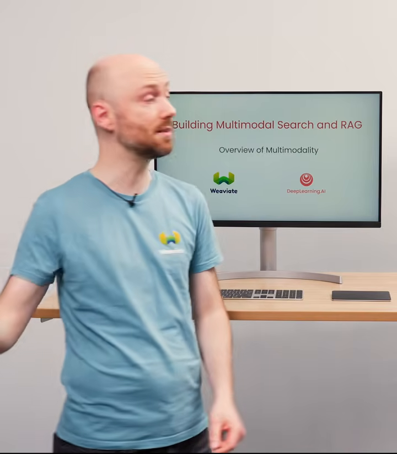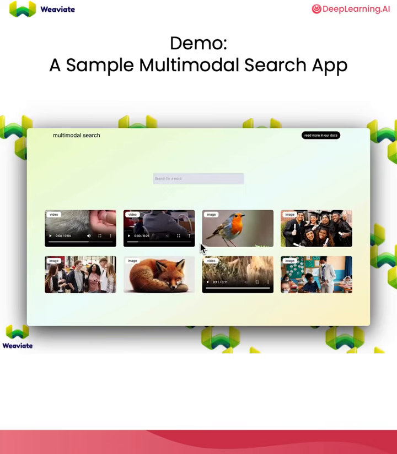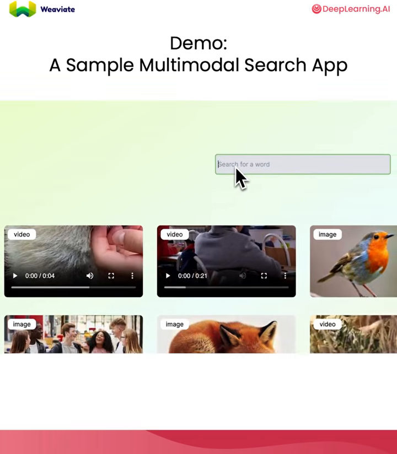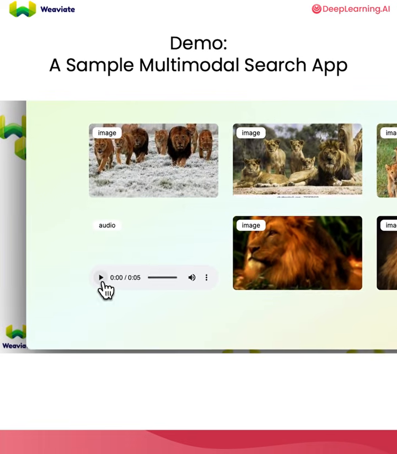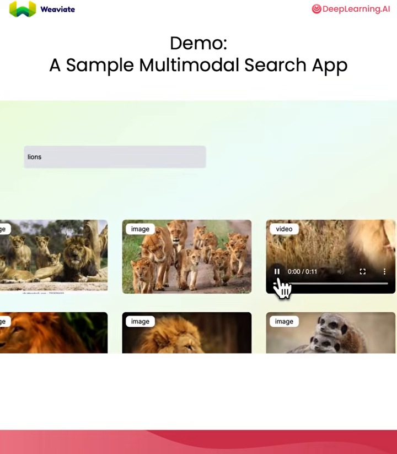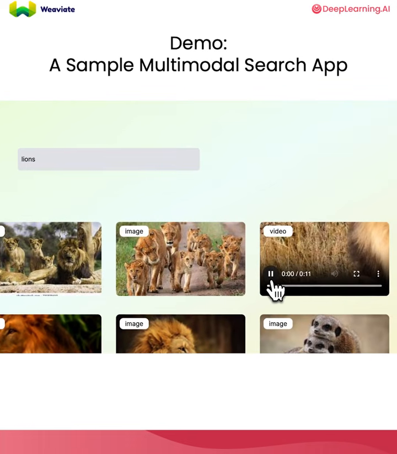Alright, let's dive in. To stir your imagination, let's start with a live multimodal search demo to see how you can search across different types of content. Here you can see that I can provide a text input, so I can search for a bunch of lions, and I can get back images, audio, and video files. And in this course, we'll go over how this actually works.